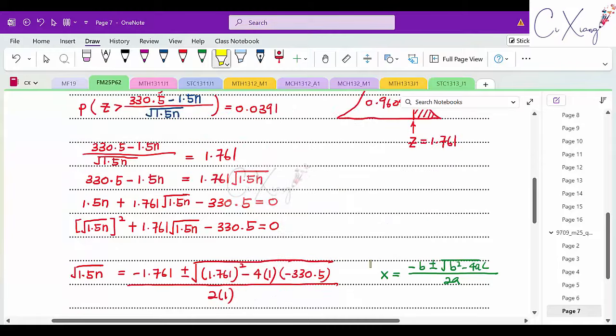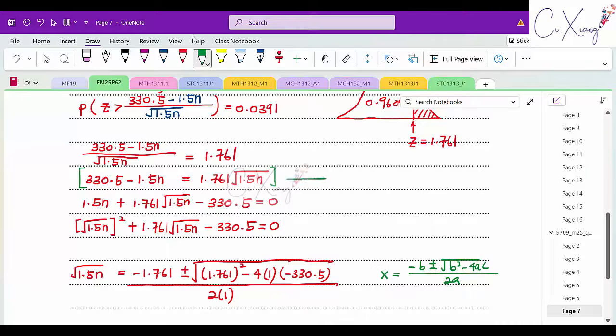Alright, there's another method, but I won't show you the detail here. I will just tell you another method which is also correct. So some students will get this equation first. After that, they will square both sides.